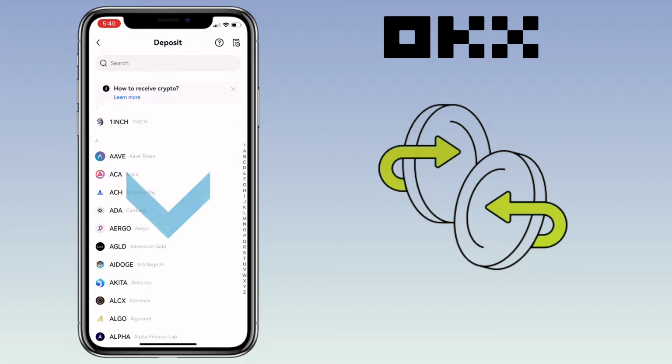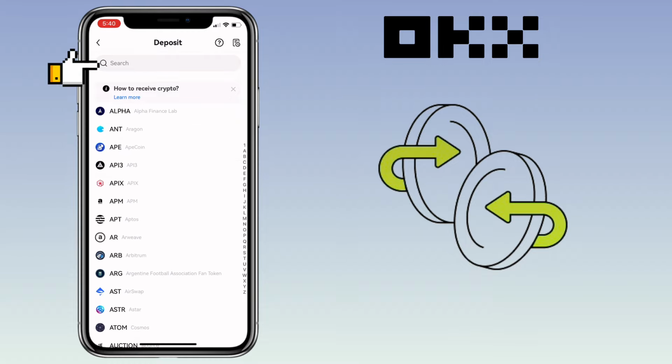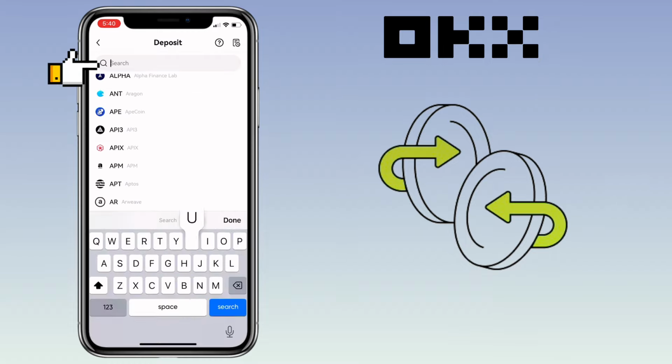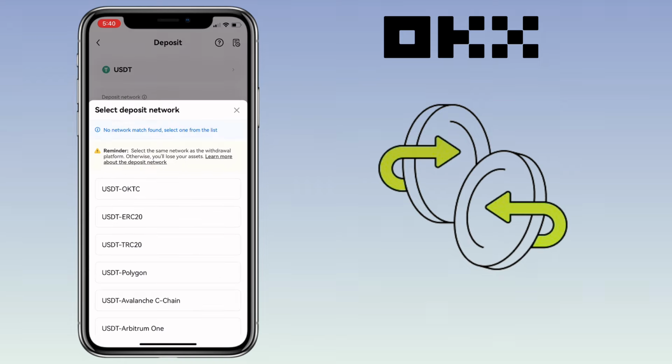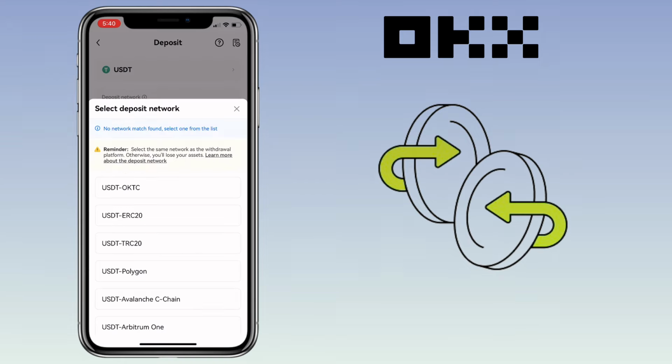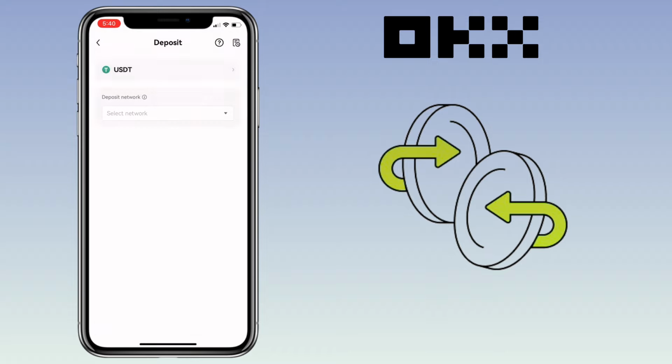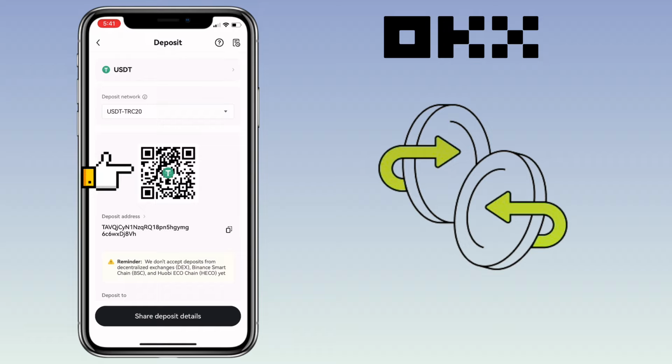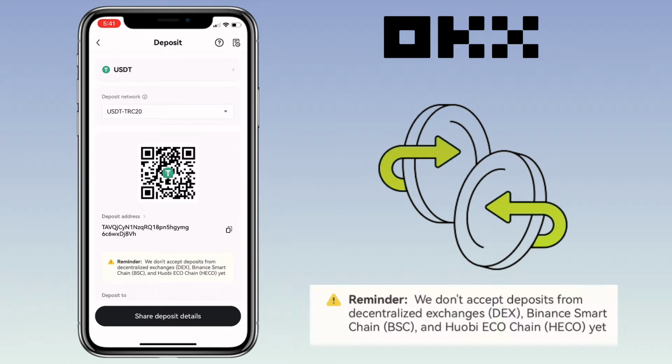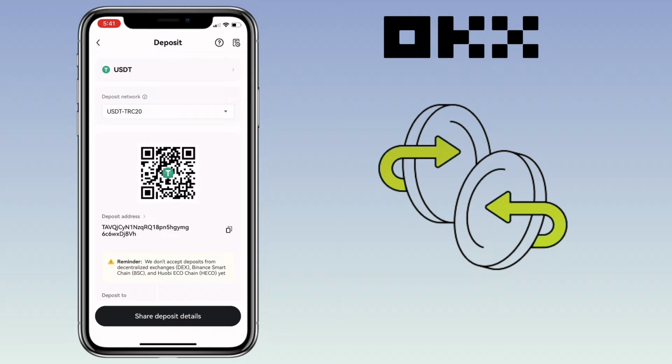Here you can scroll down to look for the token, or type on the search bar to look for it. Let me look for USDT. Select the network you want to use. I'll pick TRC20 for a fast and cheap transfer. Here you can scan the QR code, share your deposit address, or copy your wallet address. Please note that OKX Exchange does not accept deposits from decentralized exchanges or DEX, Binance Smart Chain or BSC, and Huobi Eco Chain yet. Let me copy my deposit address.